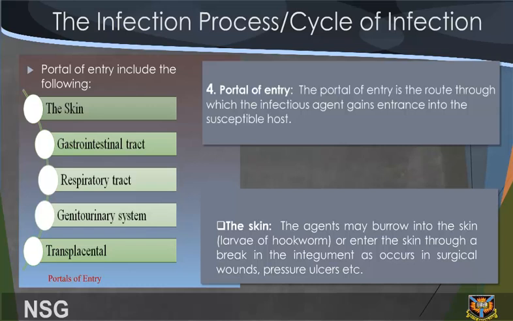The portal of entry is the route through which the infectious agent gains entrance into the susceptible host. The skin. The agent may burrow into the skin, like larvae of hookworm, or enter the skin through a break in the integument as occurs in surgical wounds, pressure ulcers, etc.